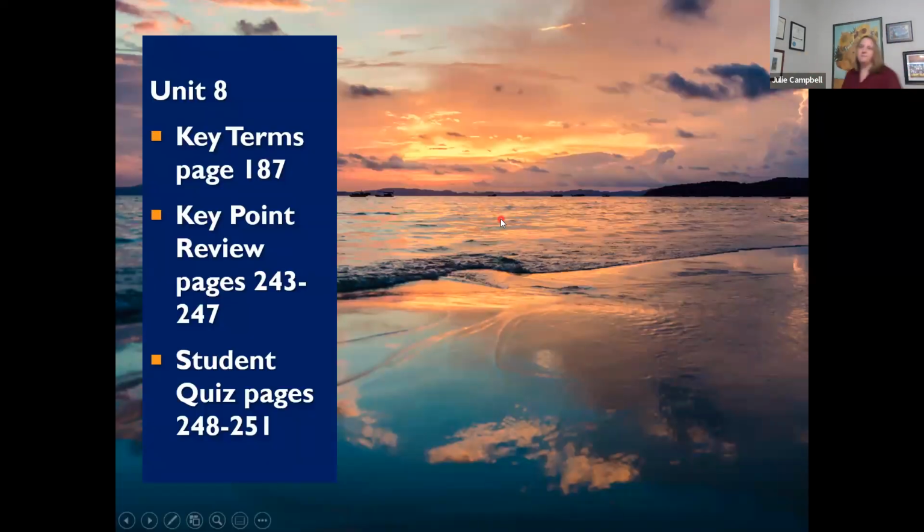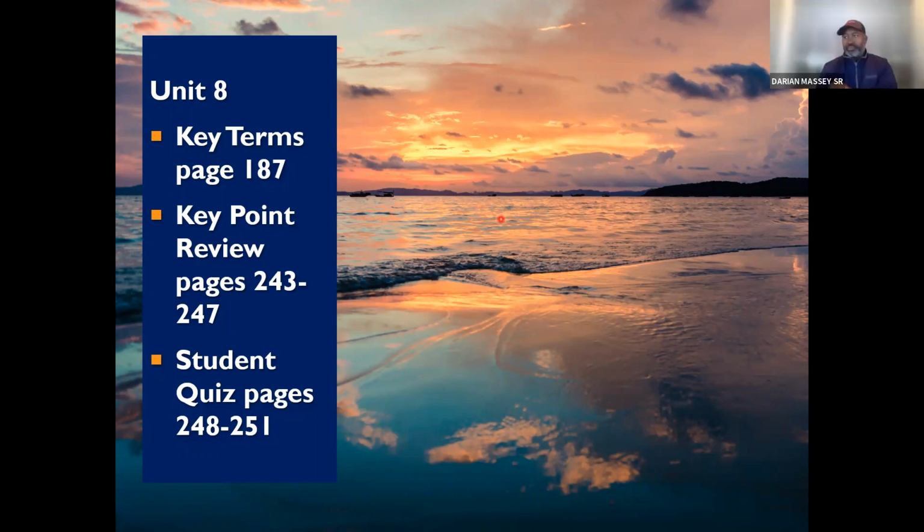Unit 8. Key terms, page 187, very beginning of Unit 8.